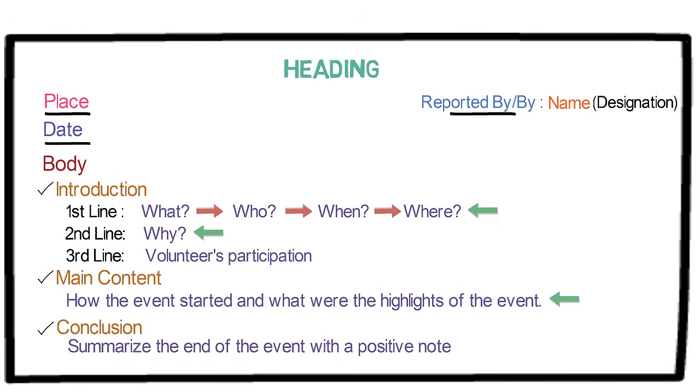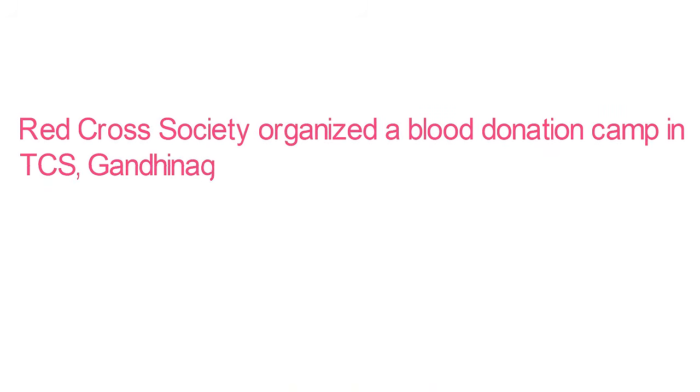Let's understand this format with an example. The question is, Red Cross Society organized a blood donation camp in TCS Gandhinagar for its employees.